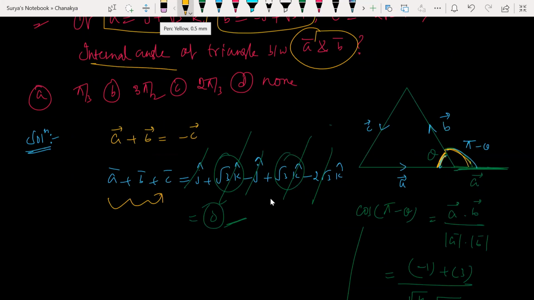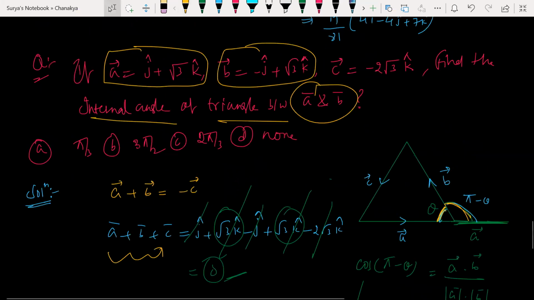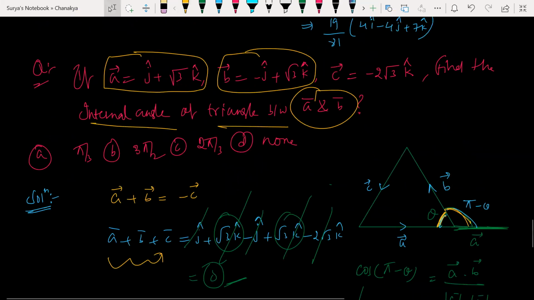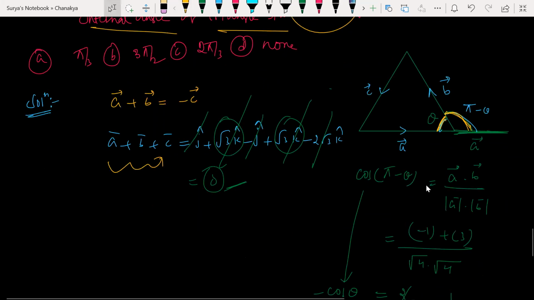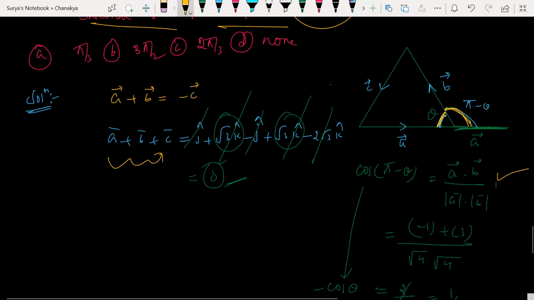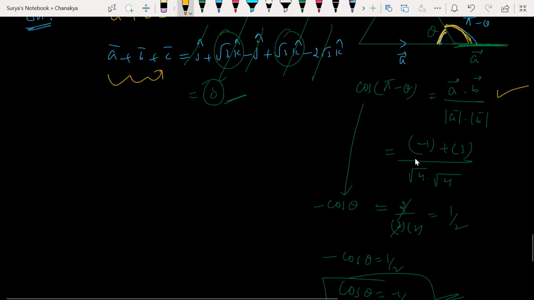He's asking for the internal angle of the triangle. Find the internal angle of the triangle. Now, cos(pi minus theta) gives me what? This is a formula as per the dot product formula, a major formula. A dot B gives you what? Minus 1 plus 3 upon magnitude of A, root 4, magnitude of B, root 4.